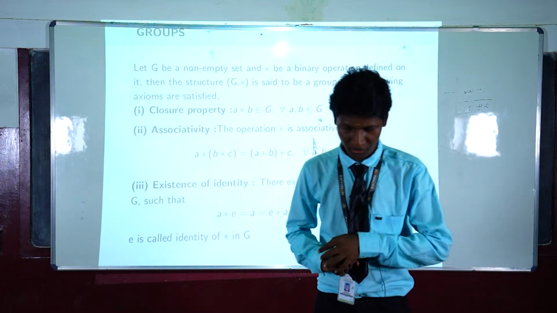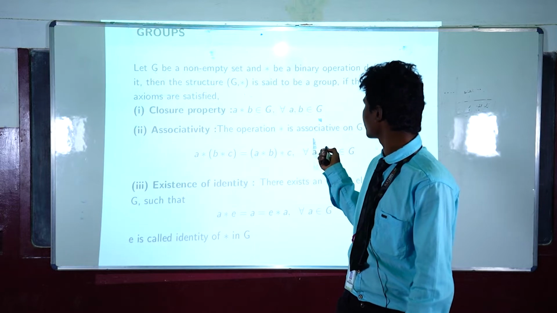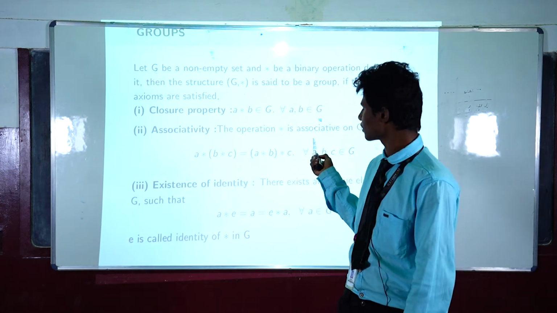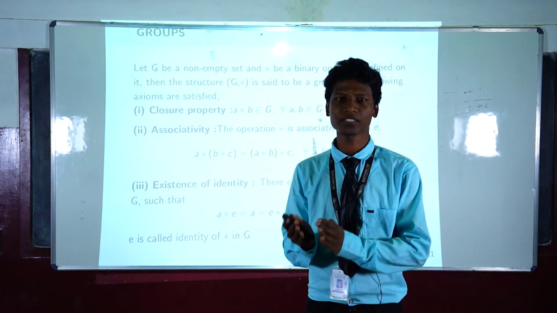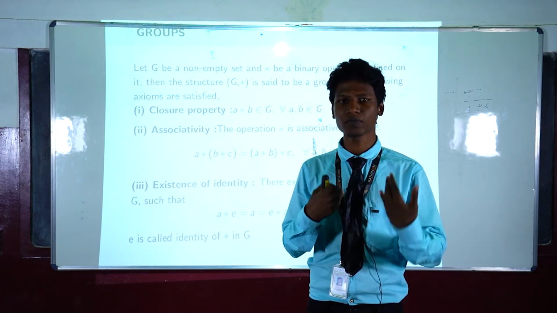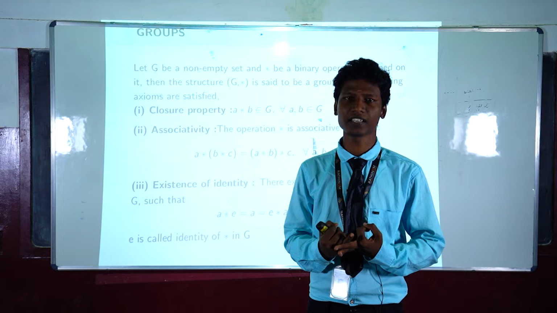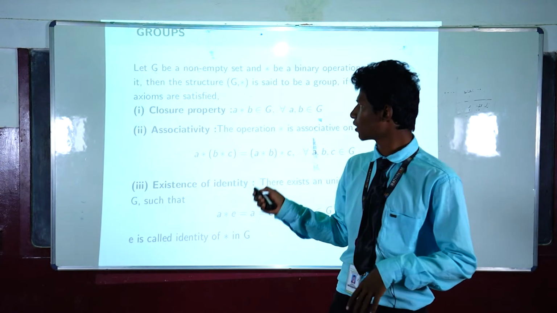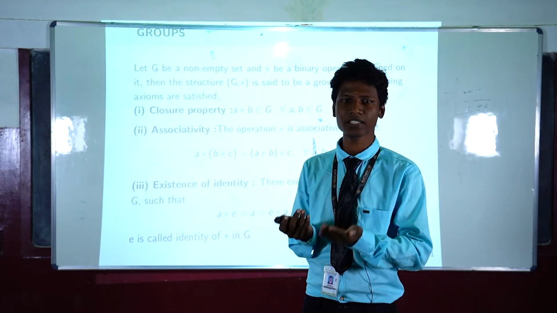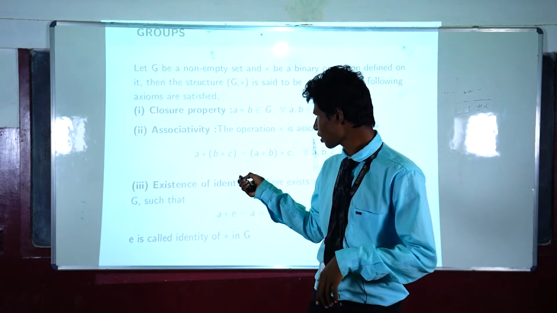What is a group? Let G be a non-empty set and star be a binary operation defined on the structure. Which structure? G comma star. G comma star is said to be a group when it satisfies the four following properties. What are the four properties? Closure property, associative property, existence of identity and existence of inverse. Now we are going to verify these axioms and how the four axioms are satisfied under this binary operation star.